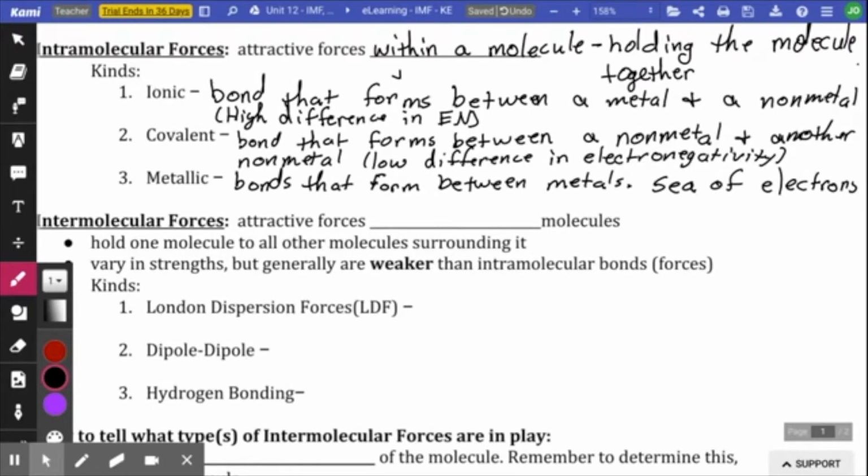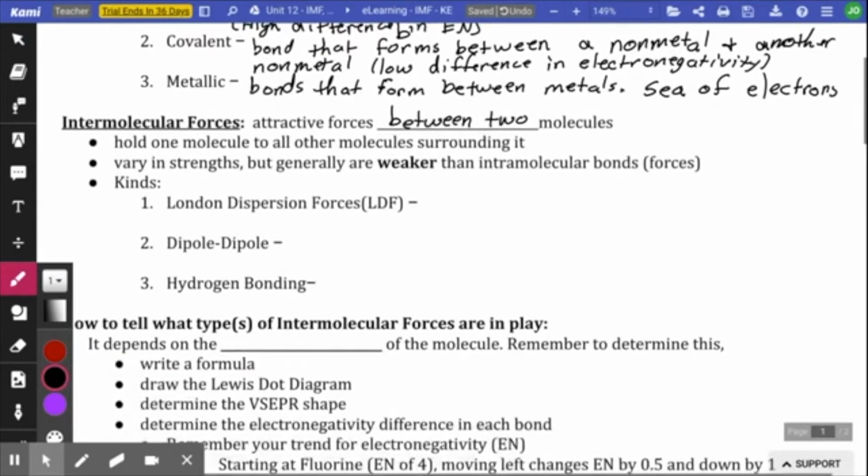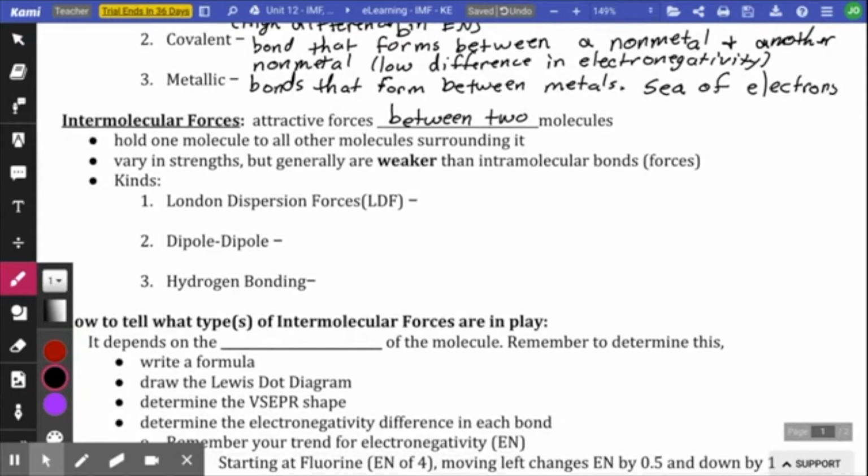Today's lesson is about intermolecular forces. Intermolecular forces are the attractive forces between two molecules. So I've got one carbon dioxide on the left, I've got another carbon dioxide on the right, and it's the bond that forms between those two carbon dioxides. So it's between two molecules. This is what's going to hold one molecule to all the molecules that are surrounding it.